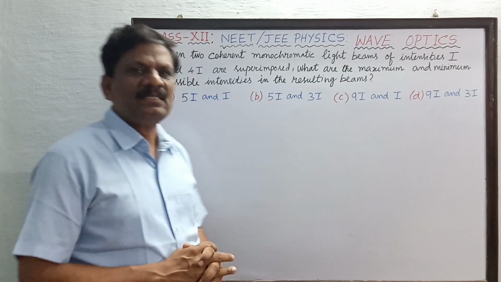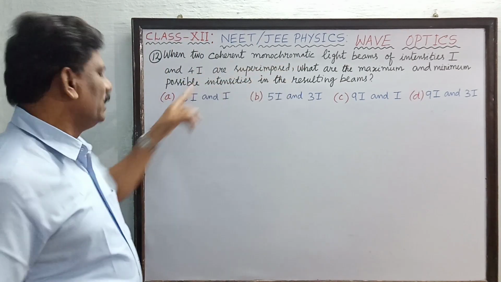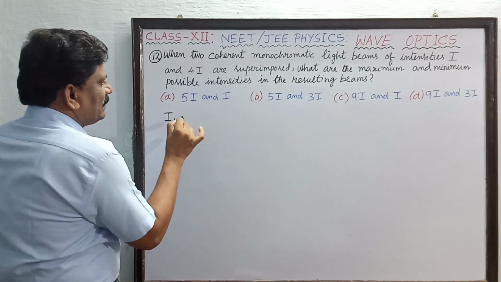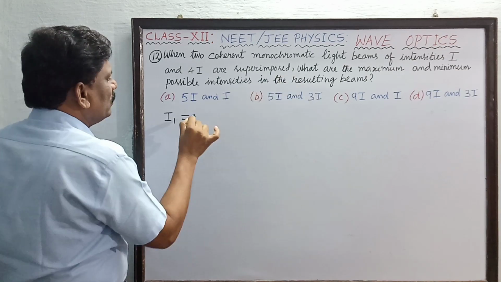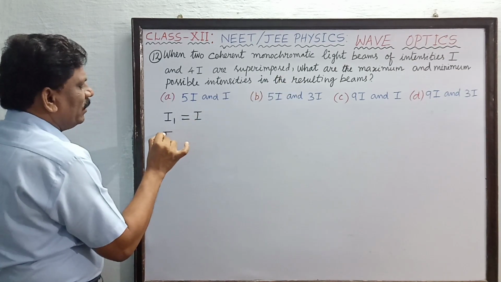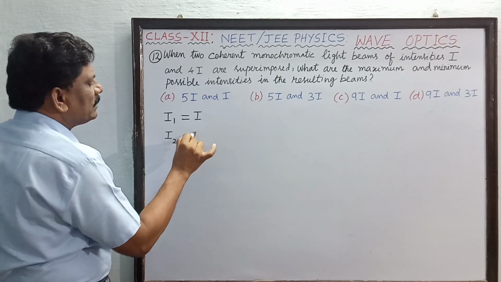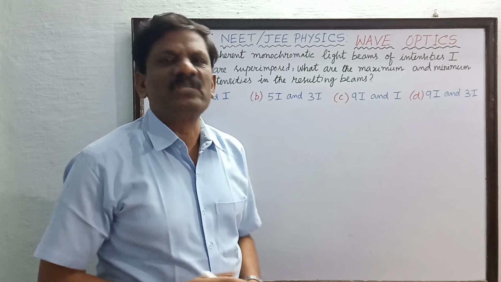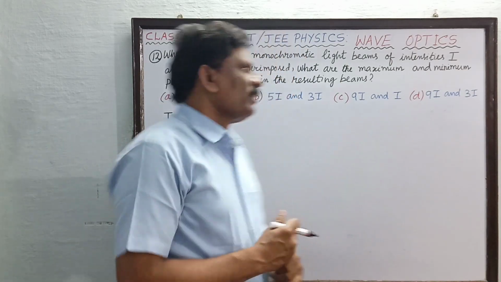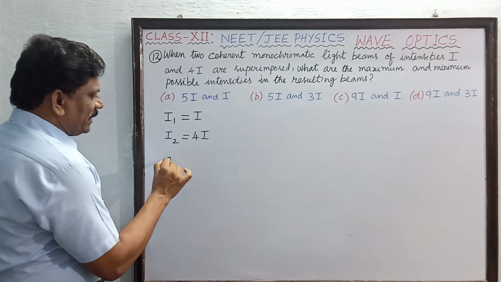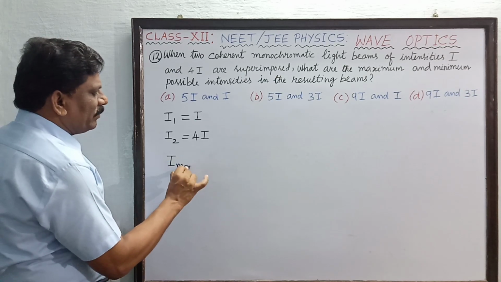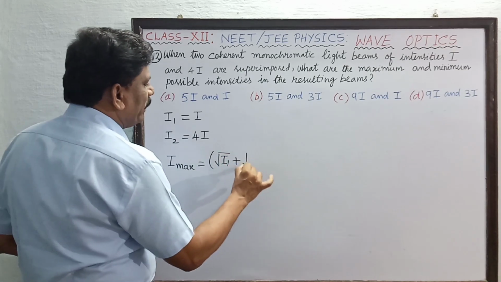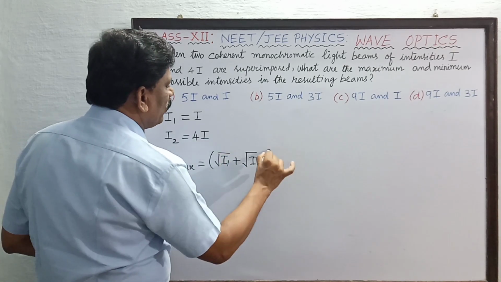So the individual intensities are given as I and 4I. So the intensity of the first source I1 is equal to I. The intensity of the second source I2 is equal to 4I. So this is a direct substitution, that's all. We have studied the resultant intensity for constructive interference, that is I maximum is equal to square root of I1 plus square root of I2, the whole square.